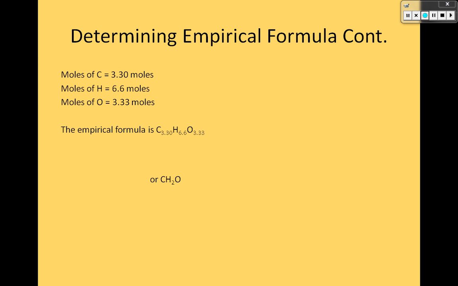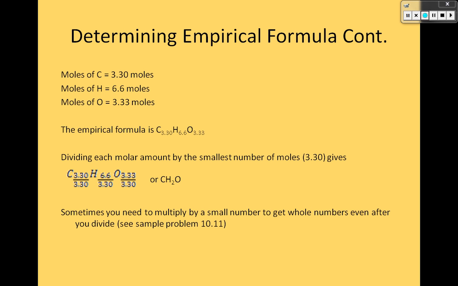So in order to do that, we're going to divide each of these number of moles by the smallest number. So the smallest number is 3.30. So dividing each molar amount by the smallest number of moles, which is 3.30, gives C 3.30 over 3.30, H 6.6 over 3.30, O 3.3 over 3.30. We're essentially reducing here, and that gives us CH2O.